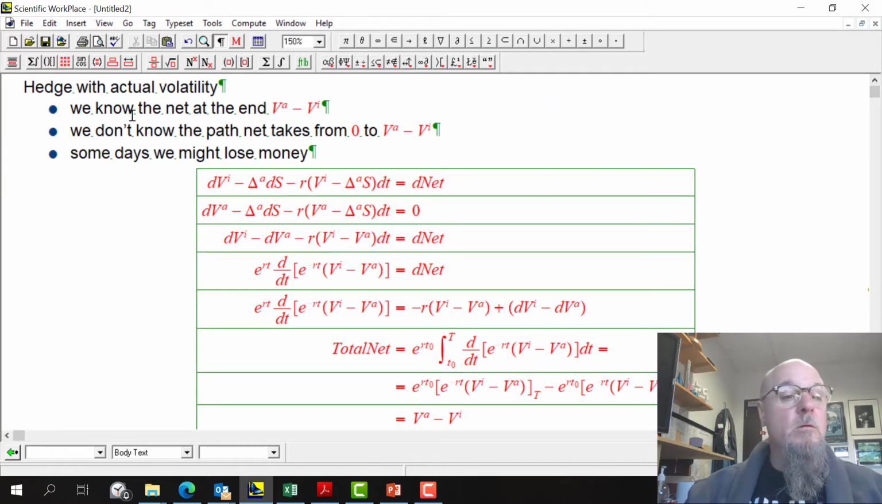So we've proven our 3 points then. If you hedge with actual volatility, I know how much money I'm going to make. It's just the difference between the value of the option at actual volatility and the value of the option using implied volatility. But we don't know how our net money is going to get from 0 at the beginning when we set up the hedge to that known value at the end. And because we don't know that path, we also showed that some of the days we could lose money.